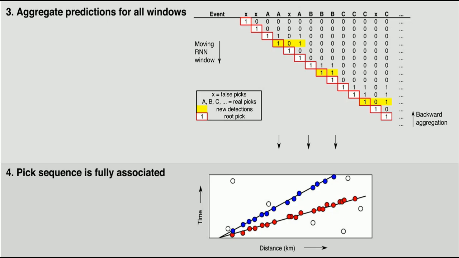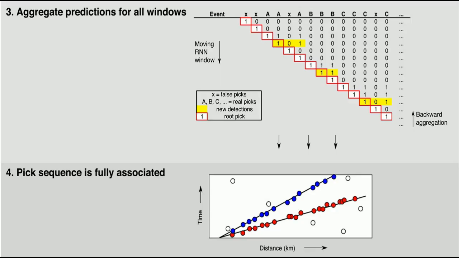Eventually, all of these overlapping local predictions are aggregated backward through the prediction matrix, producing larger and more coherent groups of picks corresponding to individual earthquakes. Some of these local groups may later merge into even larger clusters if they share enough picks in common, ultimately converging toward the final set of detected earthquakes. Picks that remain unrelated or appear to be noise are discarded.